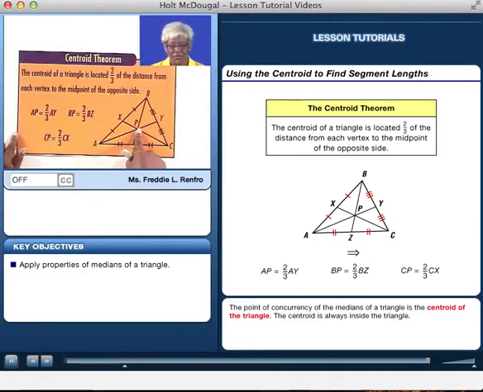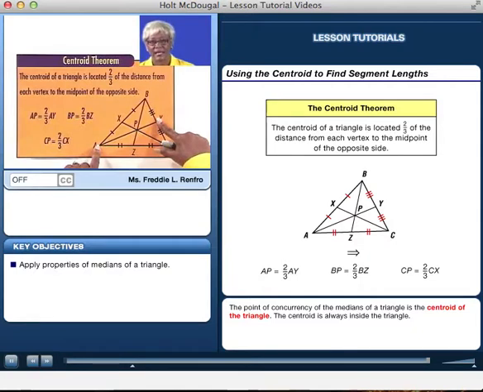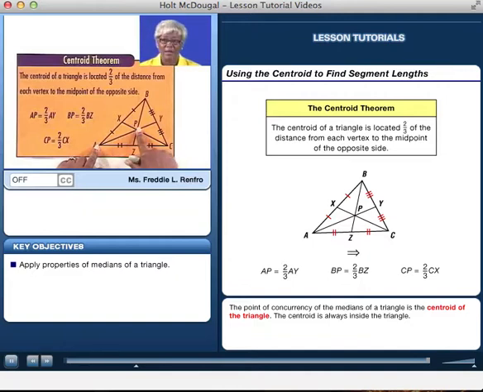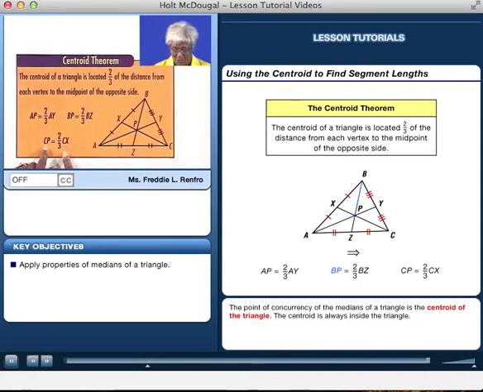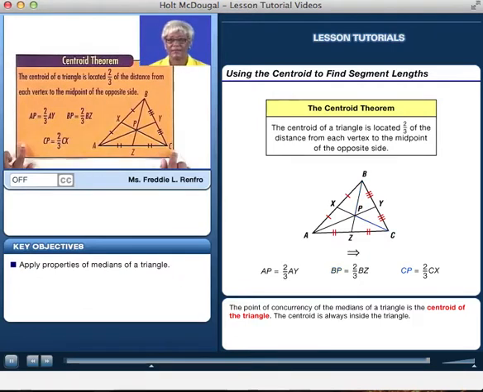Now, according to the centroid theorem, the centroid of a triangle is located 2/3 of the distance from each vertex to the midpoint of the opposite side. Another way to say that is the measure of this segment, AP, is equal to 2/3 of the median AY. Same thing here. BP is equal to 2/3 of BZ. And another one, CP is equal to 2/3 of CX.